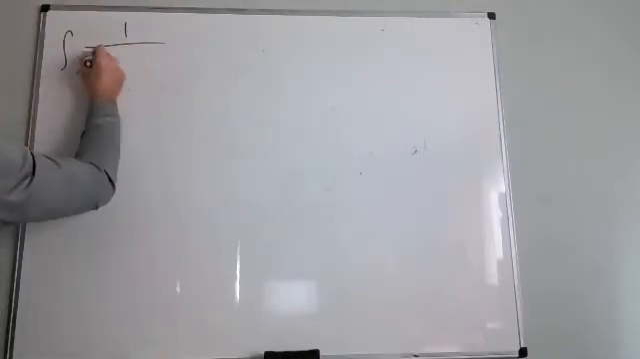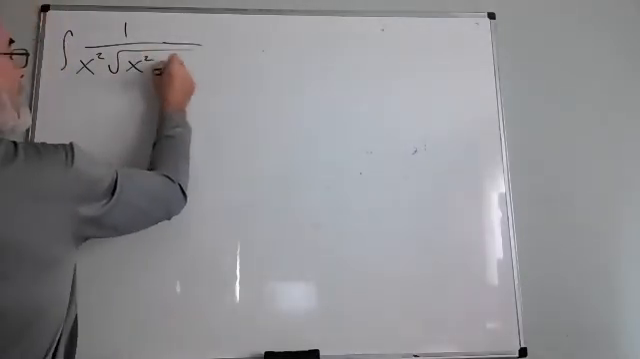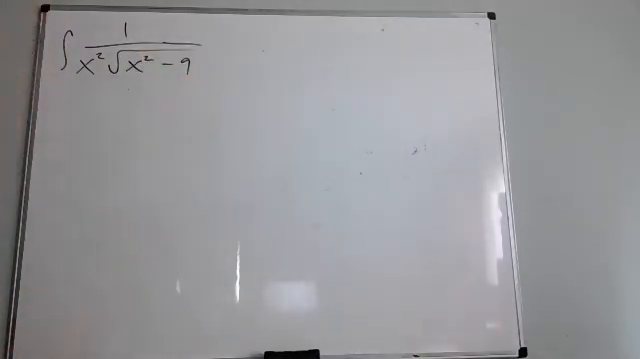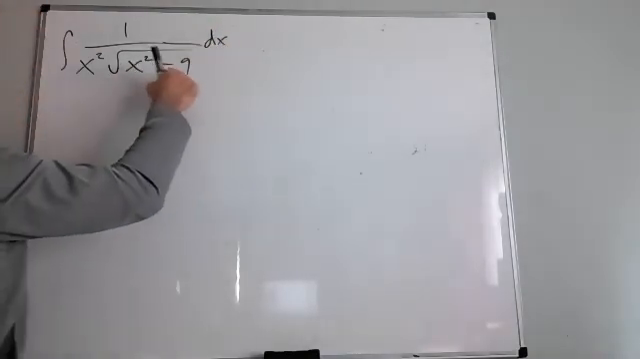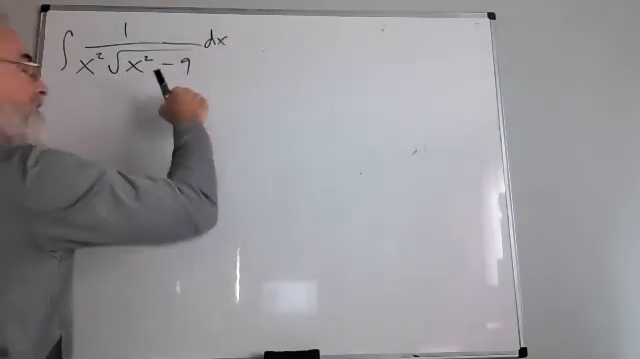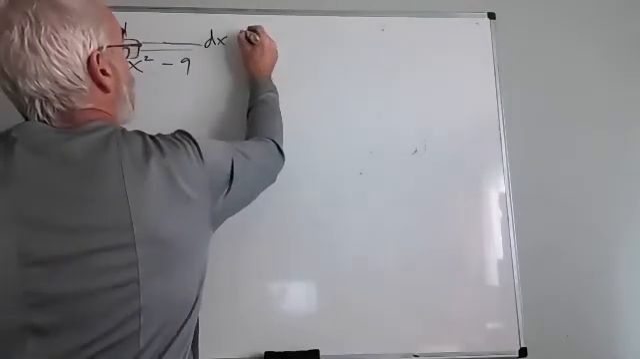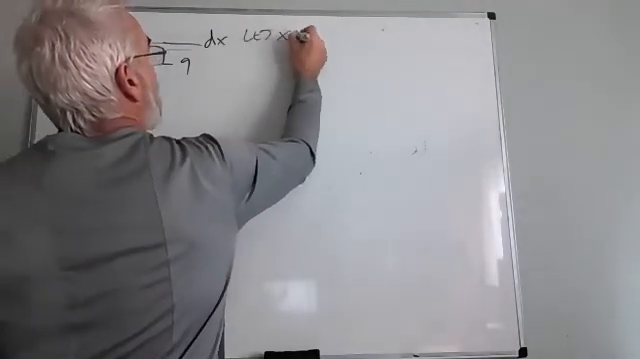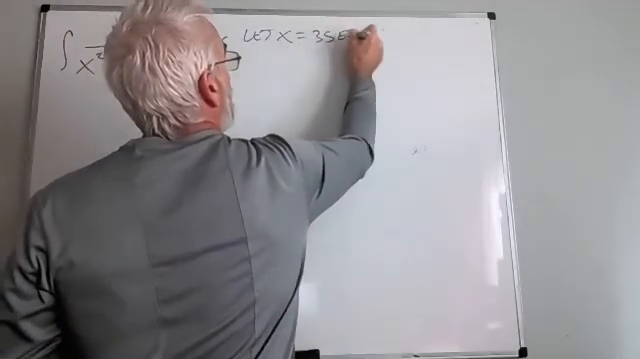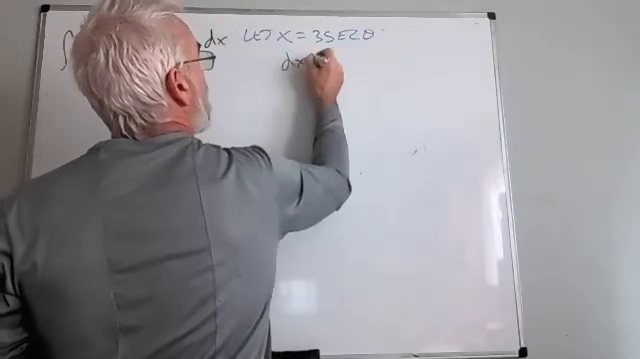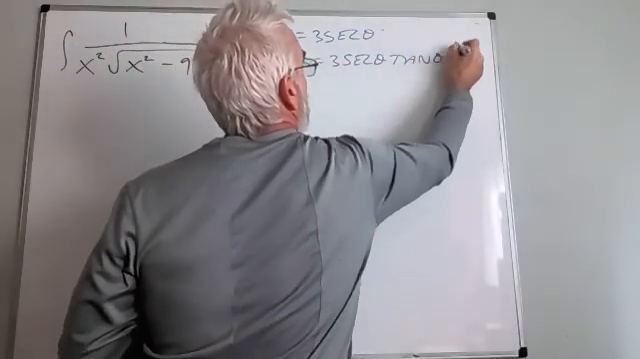1 over x squared times the square root of x squared minus 9? I want to give one look at each type of substitution here. So in this situation, I see x squared minus 3 squared, but because it's x squared minus number squared, this time our substitution will involve the secant function. So we would say let x equal, again, this is x squared minus 3 squared, so we'll choose 3 secant theta. Then my dx will be 3 secant theta tan theta d theta.